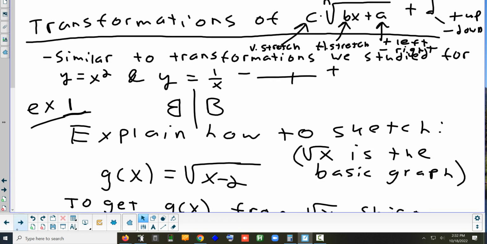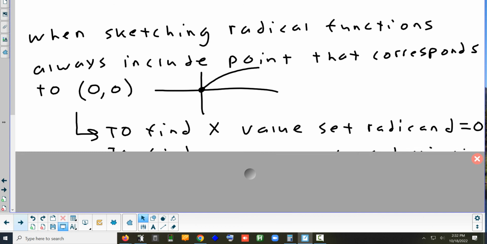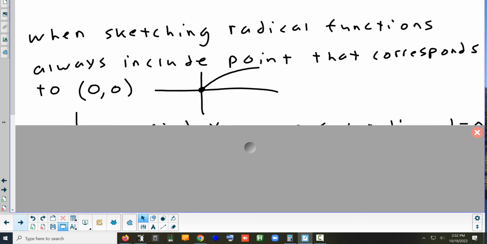Either way, whether you're doing an even root or an odd root problem, you want to figure out what that point is. So if you shift something left, right, up, or down, you want to figure out where the new start point or center point is for your graph. And then we build from there.